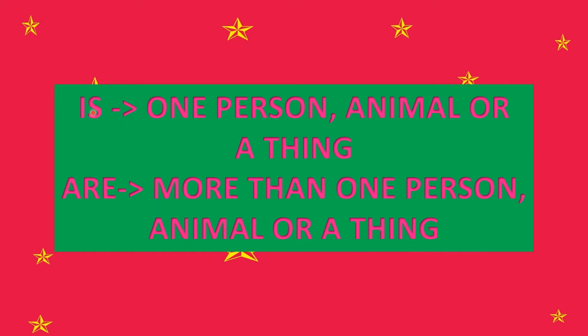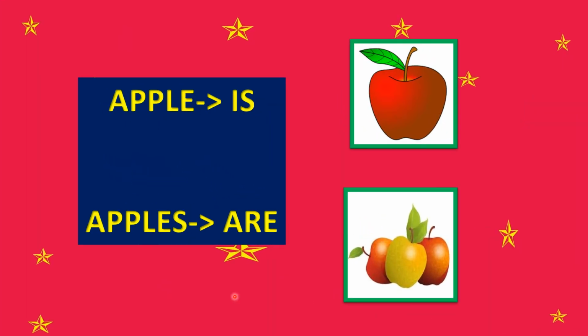Okay? Yes, let's learn again. Is is used for one person, animal, or a thing, and are is used for more than one person, animal, or a thing. Okay? Now let's go and see some more examples with the pictures. So children, look at here. Look at these words. A-P-P-L-E, apple. Yes, children.